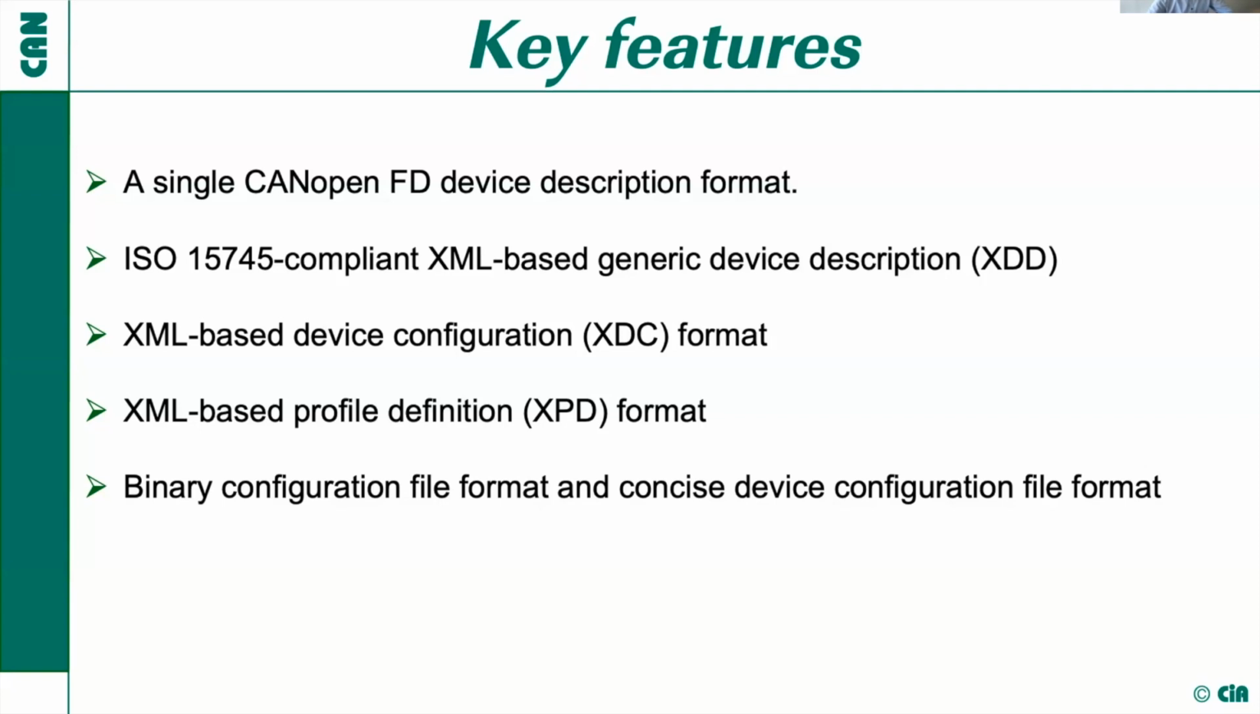We defined several formats in there, similar to what was done with classic CANopen. Classic CANopen has the EDS, and its counterpart in here is the XDD, this XML-based generic device description. Then there was also a configuration file where you could put the data for a pre-configured system and a pre-configured device inside, called in XML-based form the XDC. And finally, we have also a specific profile description, which has more or less a reference to a whole network design of the system.